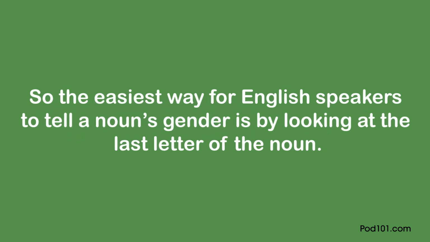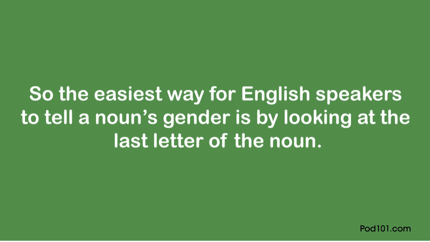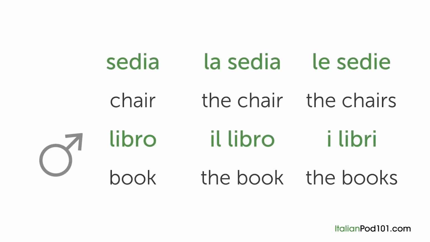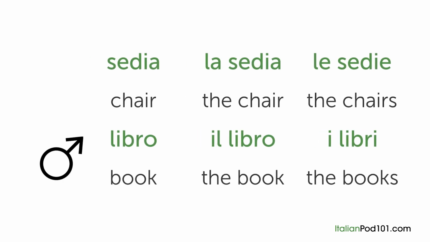So the easiest way for English speakers to tell a noun's gender is by looking at the last letter of the noun. If a noun ends with O in the singular and I in the plural, it's usually masculine. If a noun ends with A in the singular and E in the plural, it's usually feminine.